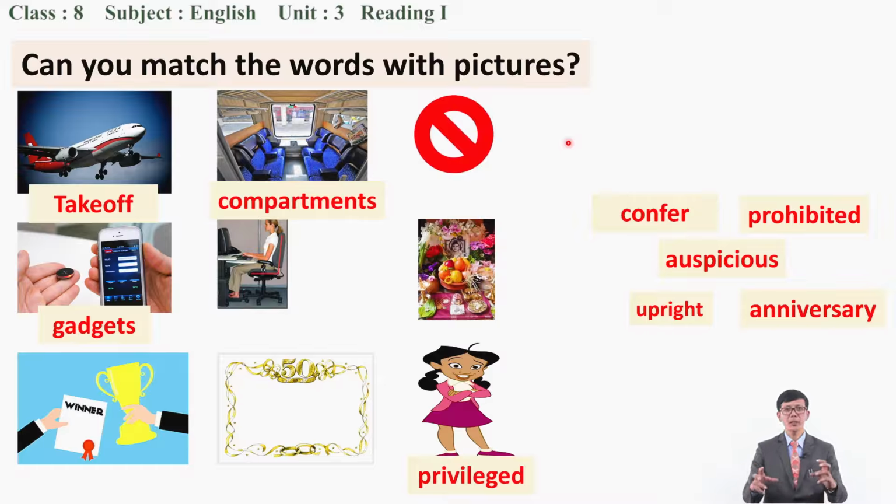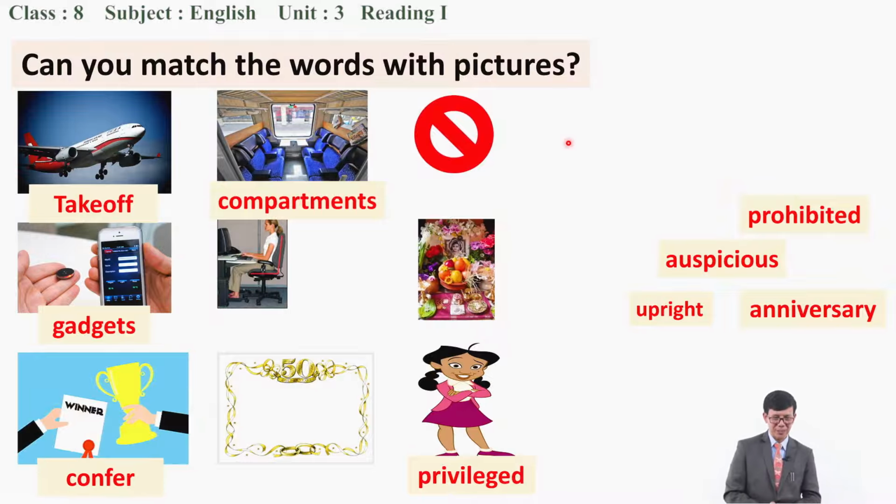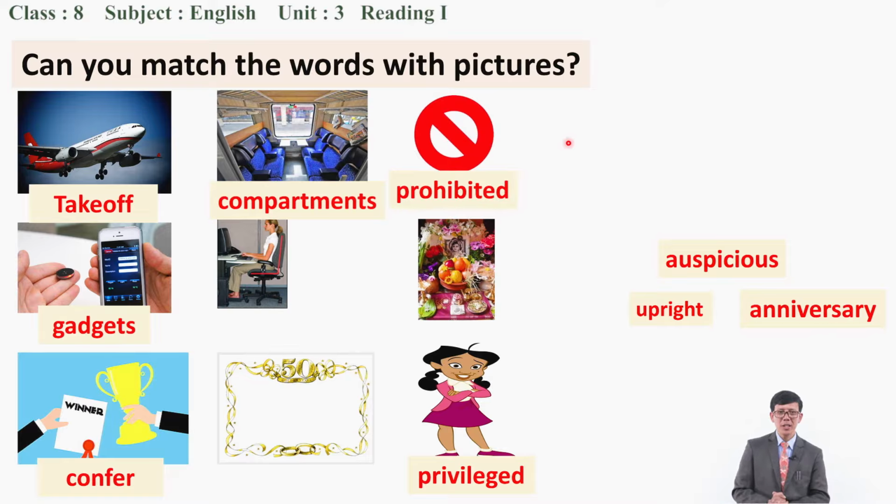We are just going to match the words with pictures. Let's guess another one. All right, what do you see there? This is the distribution of what? Some award. That is confer. You can see the winners are awarded some awards, prizes. Look at this, what is this? That is prohibition, prohibited. For example, we are not allowed to take what? Snap photos. Right, prohibited, or something else.